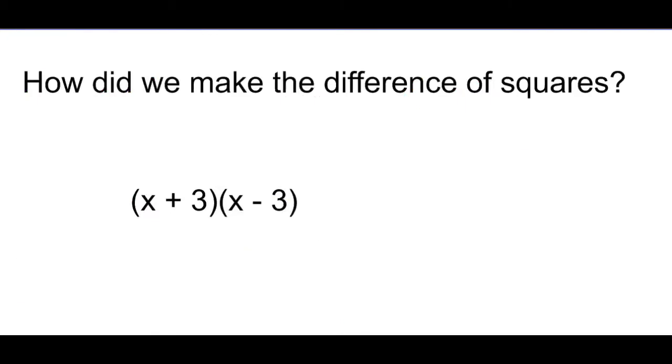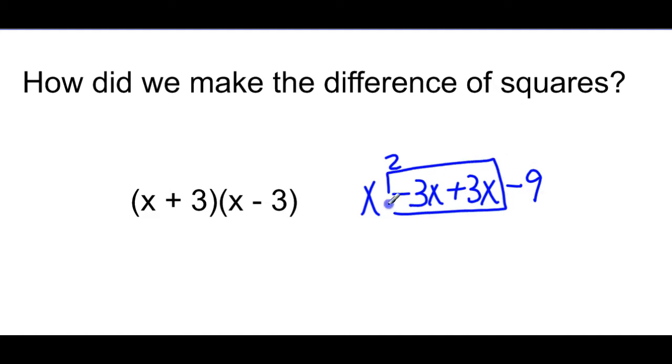So the next one was called the difference of squares, or the difference of two squares. And again, how did we make that? Well, we had something that looked like this. Remember, the two binomials looked exactly the same except one was plus and one was minus. When we used FOIL here, we got x squared minus 3x plus 3x minus 9.